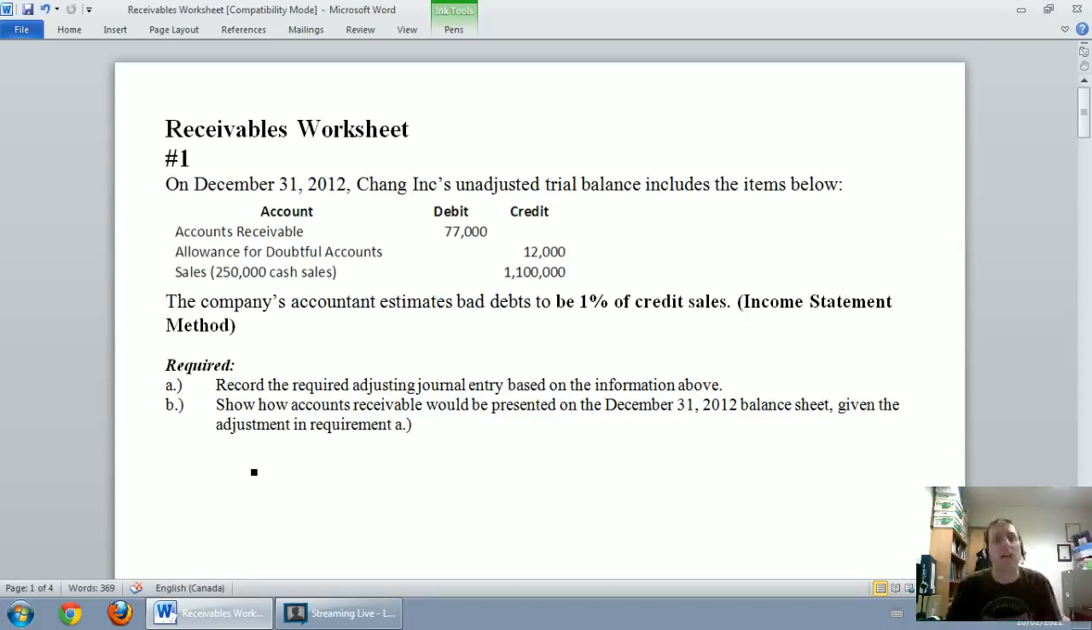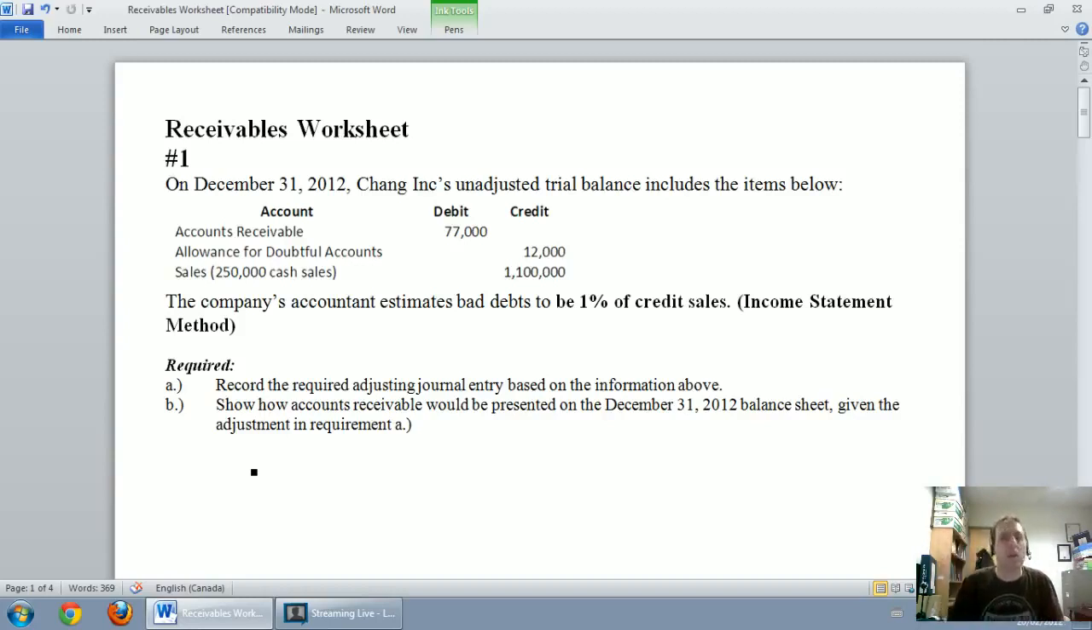But the reality is, we don't always know which customers will pay and which ones won't at our fiscal year end. So at our year end date, we have to learn how to make an estimate for our bad debt expense. In this video, I'm going to walk you through an example of using the income statement method, also called the percentage of sales method, for making that estimate of our bad debt expense.